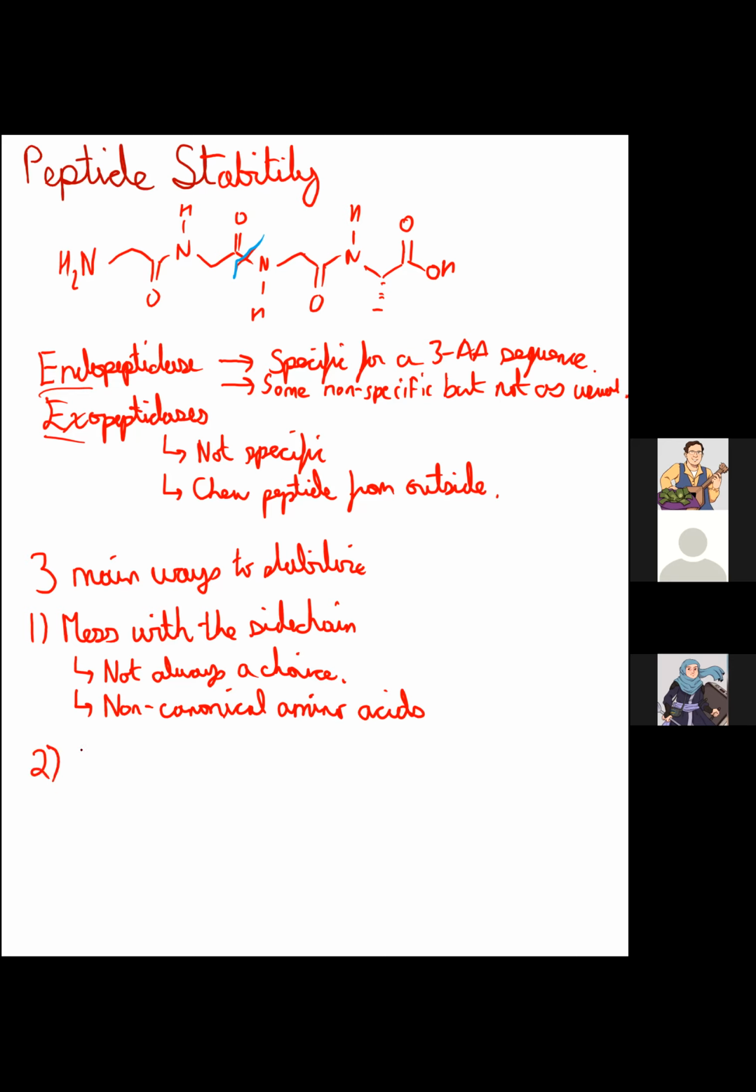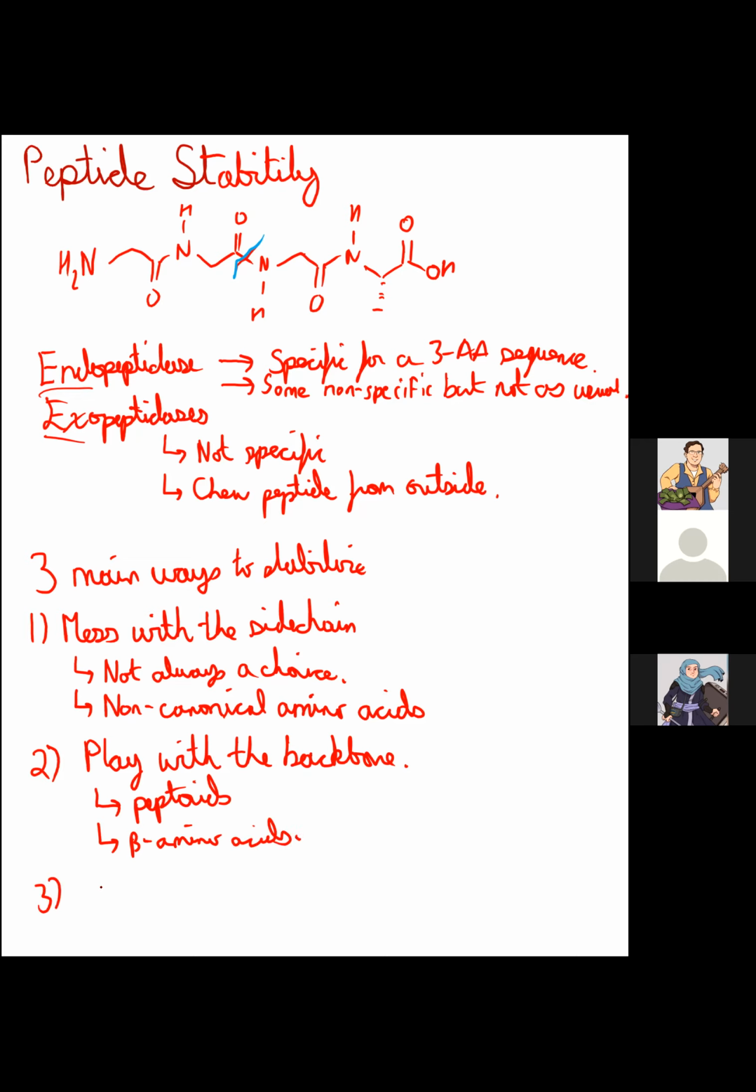Two, you can play with the backbone. So your enzymes are looking for alpha amino acids. And so what if you don't give it an alpha amino acid? The two I want to introduce are the idea of peptoids and beta amino acids. And number three, cyclize. If you've got a cyclic peptide, you don't have an end for the exopeptidase to start chewing on.